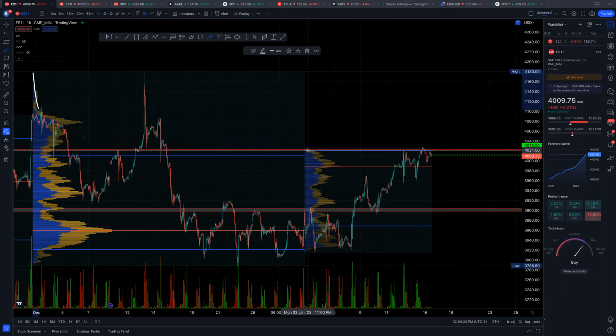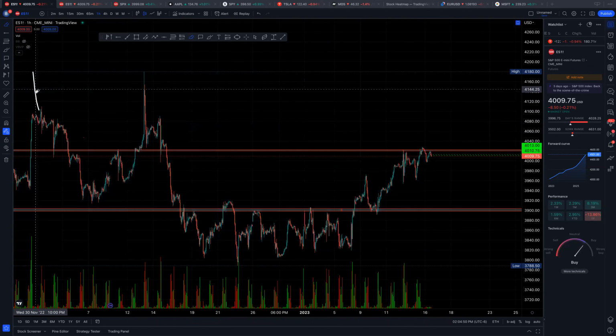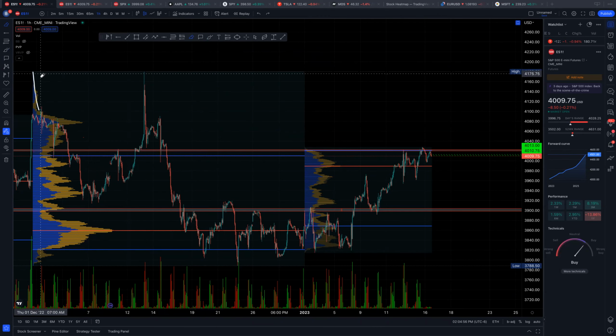Over here, we had this little high volume node, and we had a sudden fade. We may have another high volume node and then a complete fade again, like over here. But like I said, the best way to see that is once it happens, and not try to guess most of our trades until we see things happen.